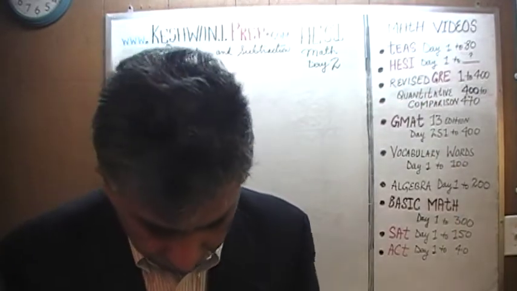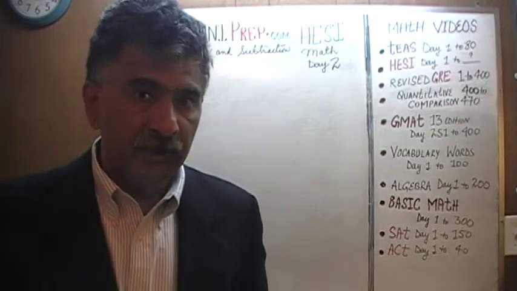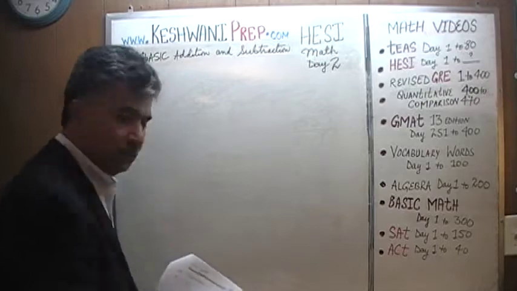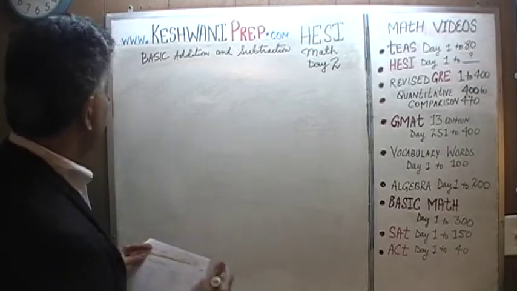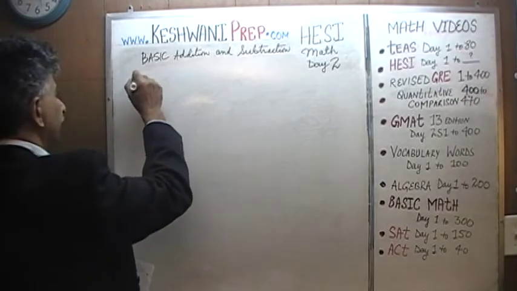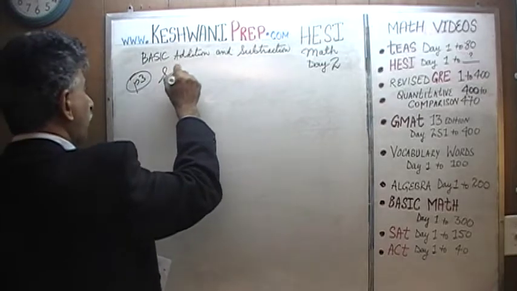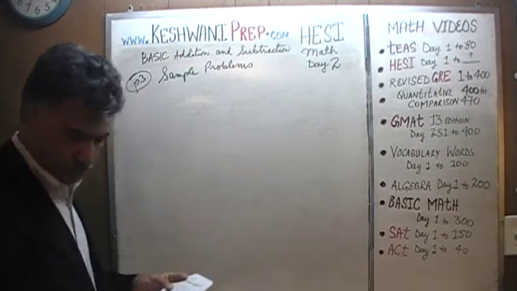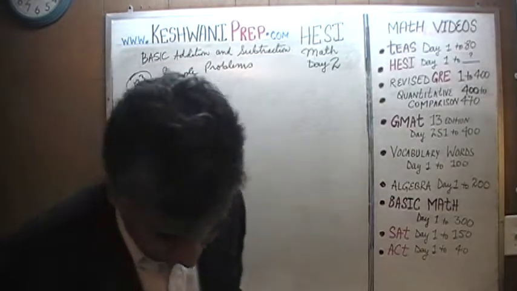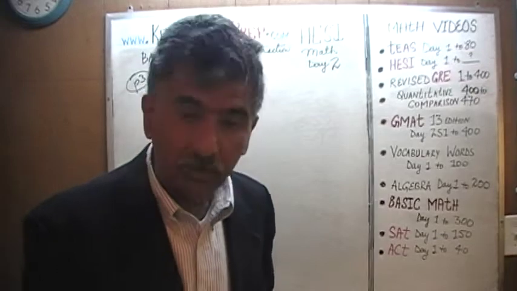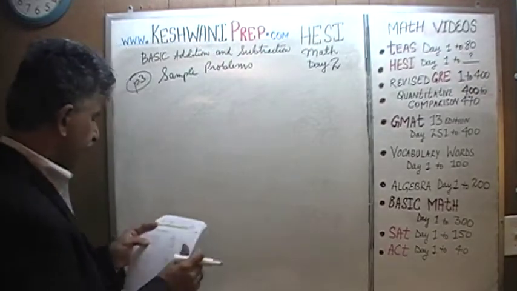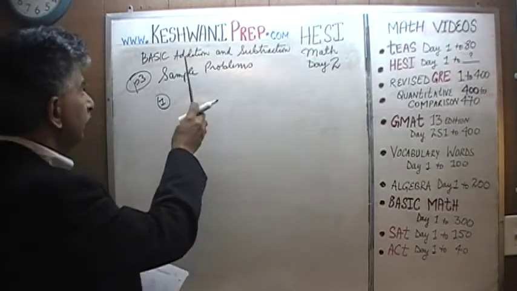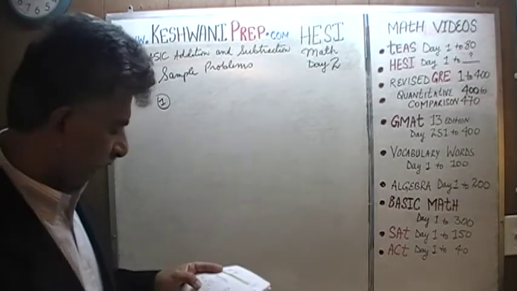We are right now on page number 3. We are working through the sample problems. Problem number 1 is what we're going to do right now on page number 3, dealing with basic addition and subtraction. Sample problems that you see at the very bottom of the page, number 1. All of them deal with simple addition and subtraction.